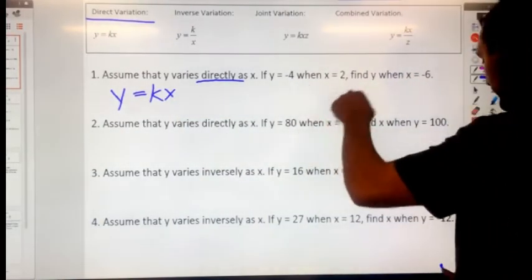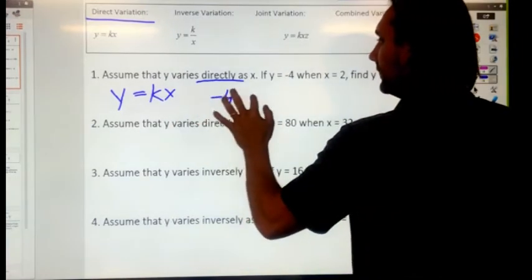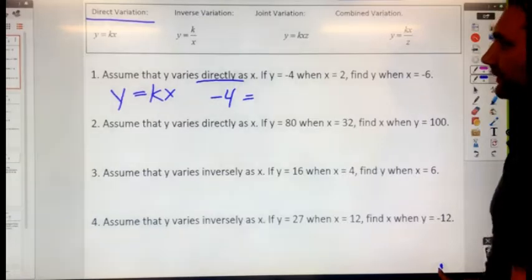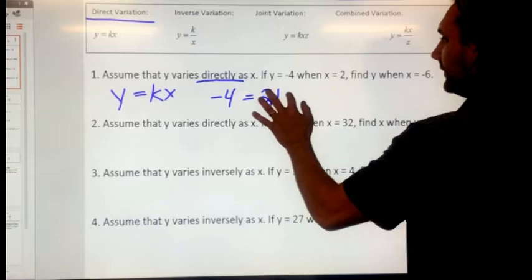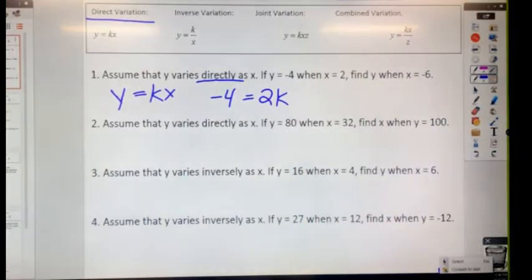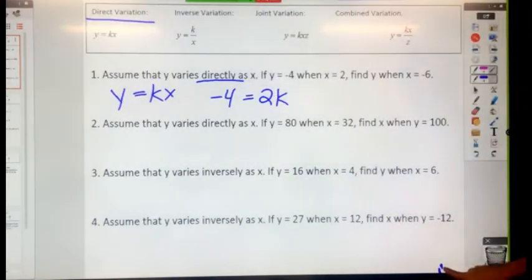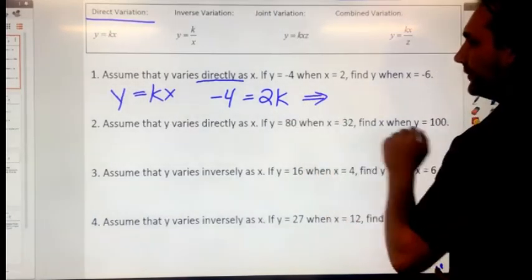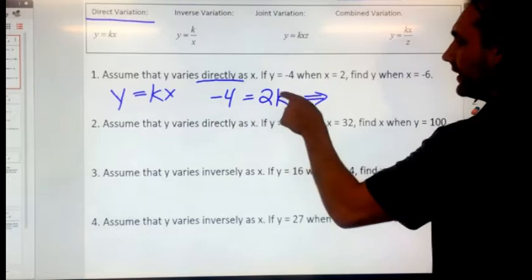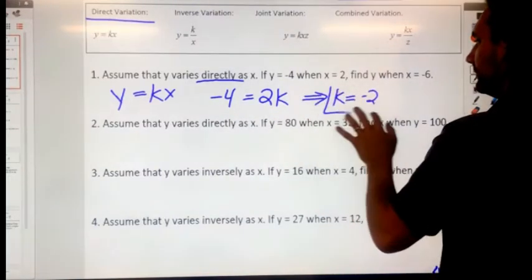So let's solve this first half, where y is -4. So -4 equals, x is 2, and I don't know what k is. So I'll just leave that as k. So -4 equals 2k. Now, looks like I have enough information to solve for k. So 2 times k, the opposite of multiplying by 2 is divided by 2. So -4 divided by 2 leaves me with k equals -2.